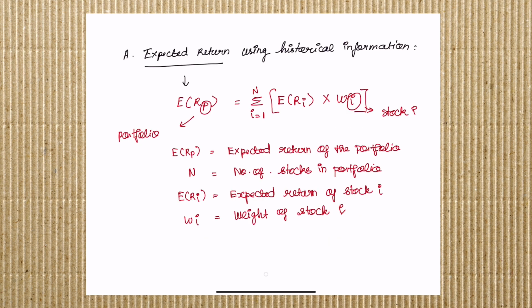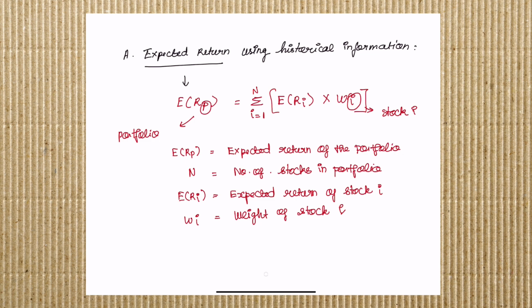So the first method is expected return using historical information. That is, whatever historical information you have related to that portfolio or investment is considered your historical information here, right? Because I'm going to make an investment, I know how much I have invested in a particular stock A and how much I have invested in a particular stock B. So with this historical information, I'm going to find the expected return. Here the formula is ERP, where P refers to portfolio, equals the summation of ERi into Wi, where Ri indicates your stock and Wi indicates the weight of that particular stock.